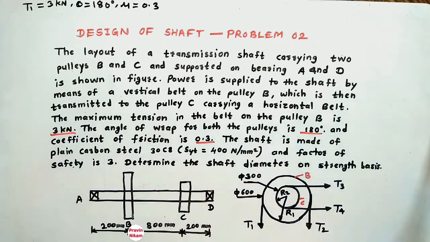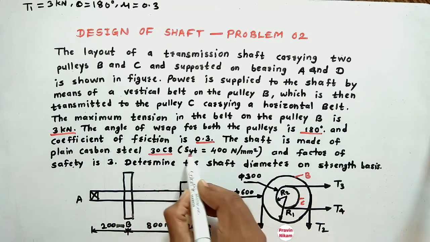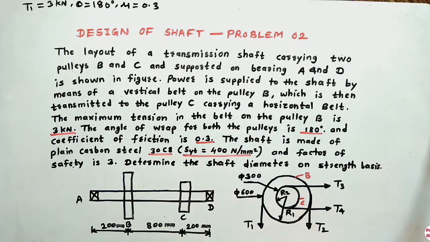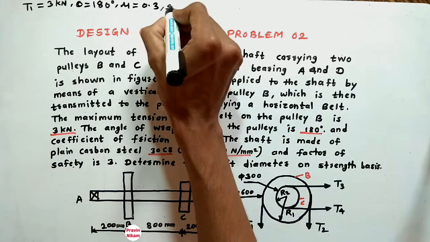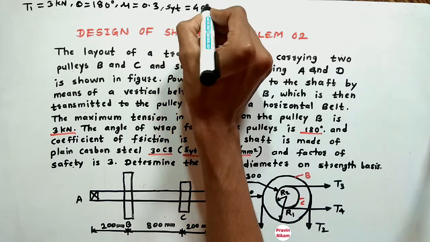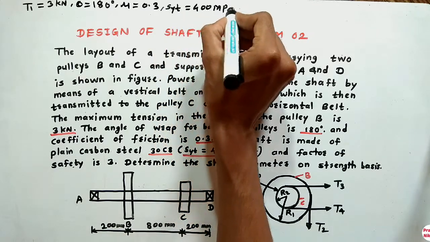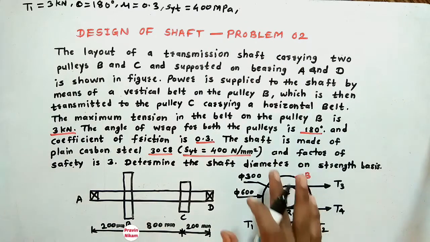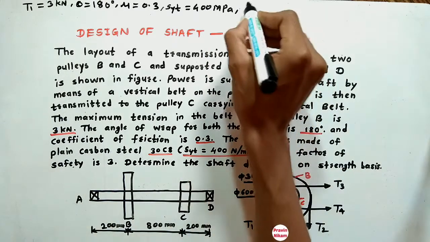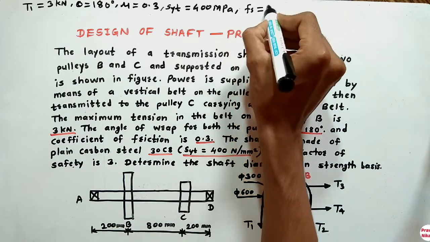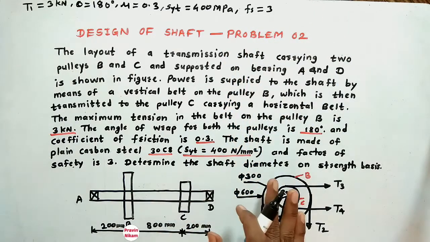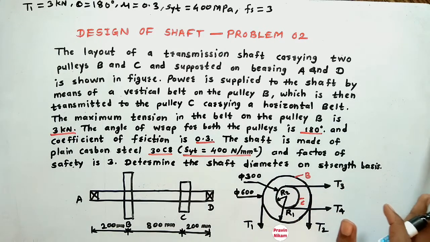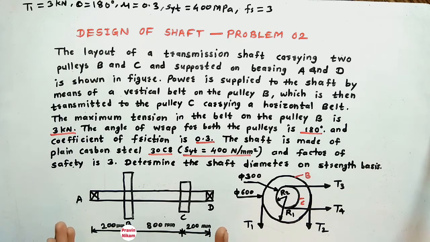The shaft is made up of plain carbon steel 30C8 having SYT 400 Newton per mm square, that is megapascal, and the factor of safety Fs is equal to 3. Determine the shaft diameter on strength basis. This is the problem and this is the diagram which we will use to find the bending moment in this problem.